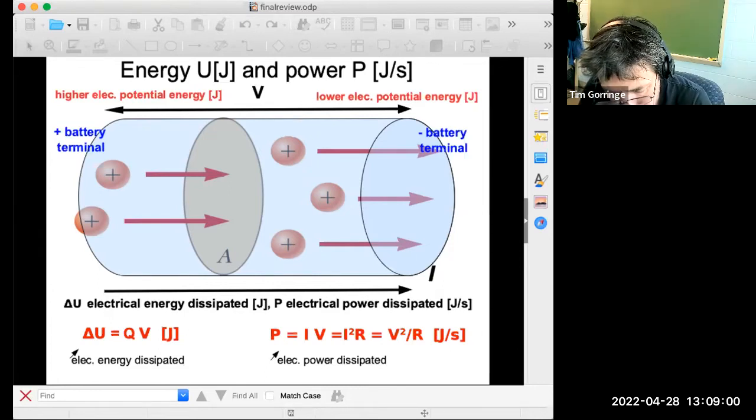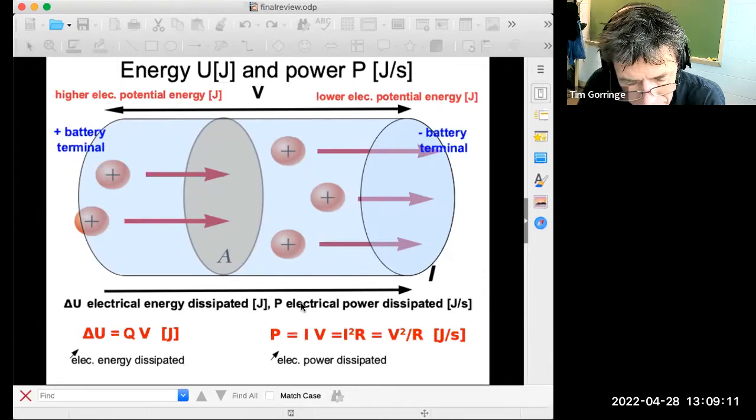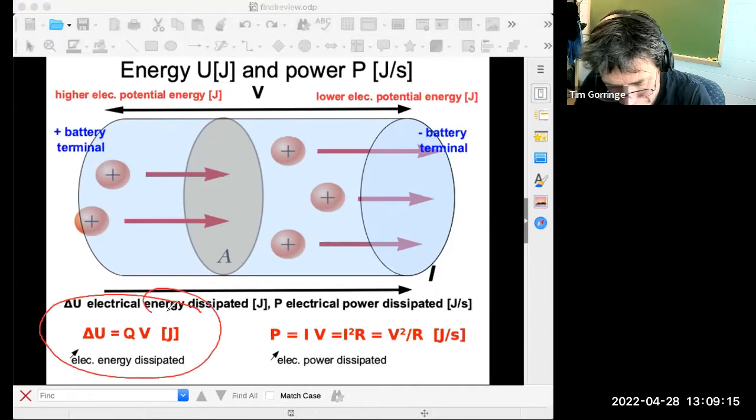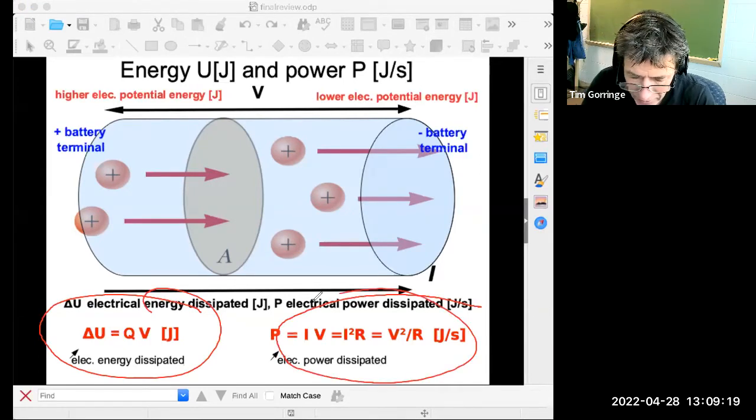So there were a couple of equations. I just want to mention these equations for the electrical energy dissipated in a resistor and the electrical power dissipated in a resistor. The electrical energy is this equation over here on the left-hand side. Electrical power dissipated in the resistor, this equation over here on the right-hand side. The energy dissipated is the potential across the resistor multiplied by the charge that flowed through the resistor.